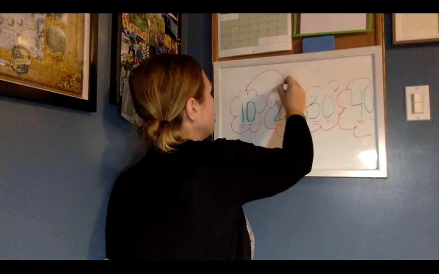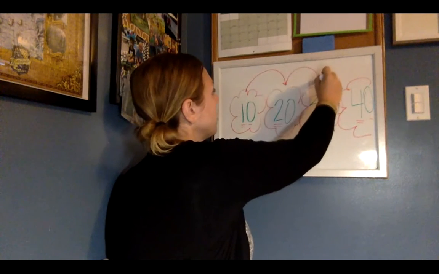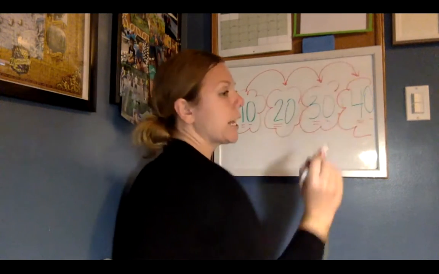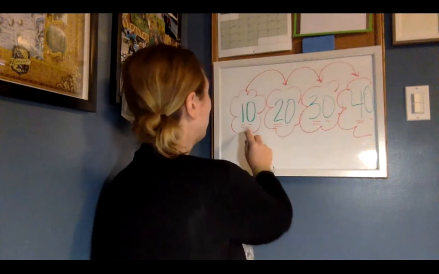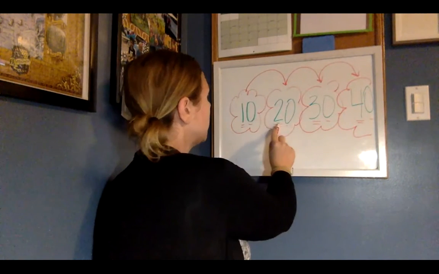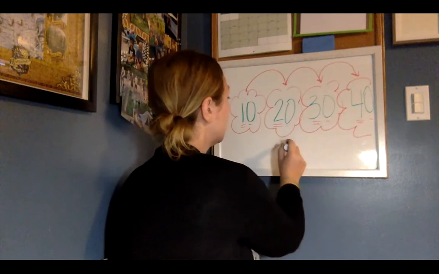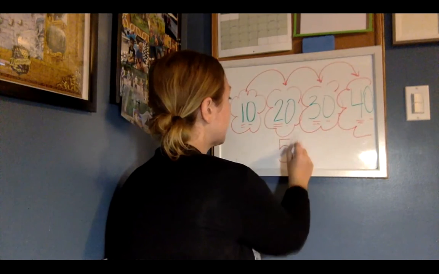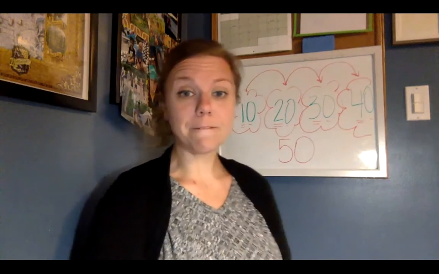10, 20, 30, 40. Can you guess what would come next? Well, if we look at our first digit, 1, 2, 3, 4, our next digit would be 5, and so our next number would be 50.